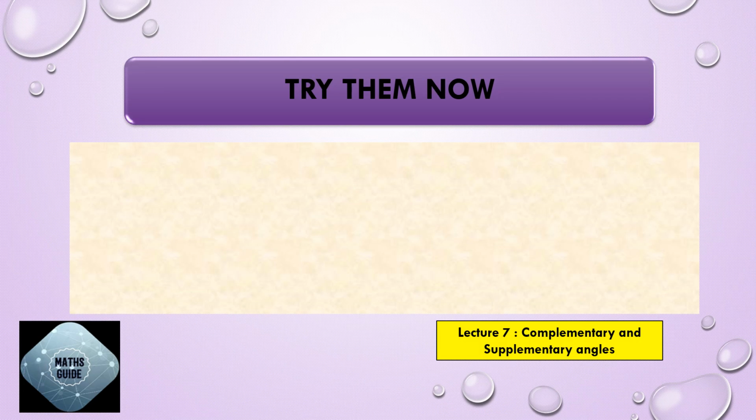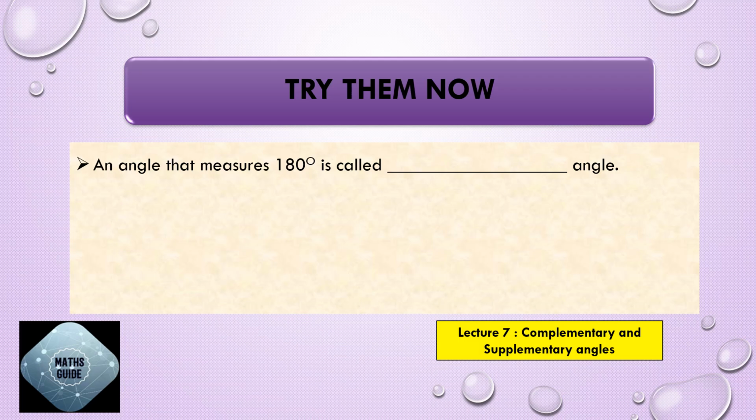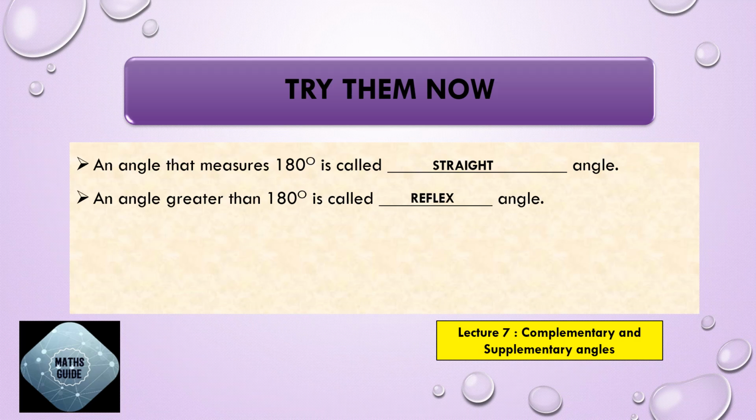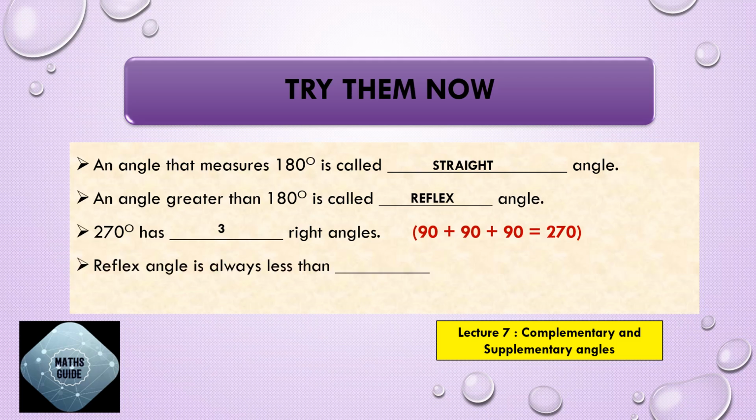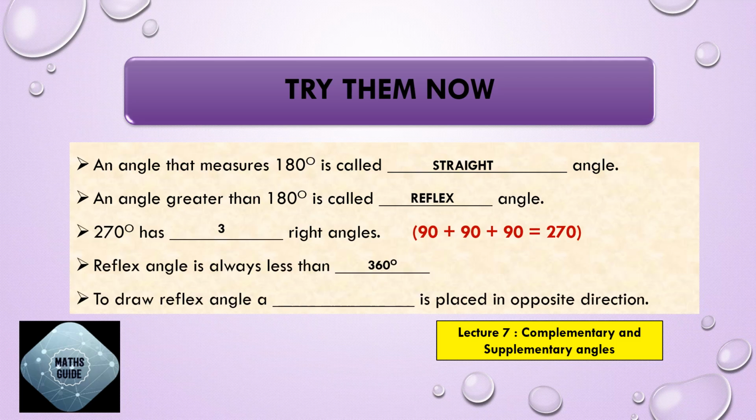Now let's try them. An angle that measures 180 degrees is called a straight angle. An angle greater than 180 degrees is called a reflex angle. A 270 degree angle has 3 right angles. A reflex angle is always less than 360 degrees. To draw a reflex angle, we place this object in an opposite direction.